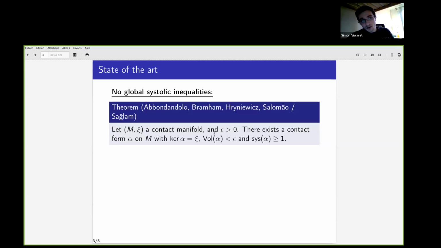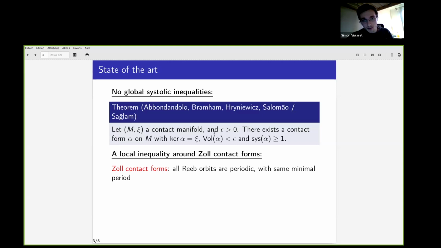Another result that I want to mention, because then I can define a certain class of contact forms, is the local study of the systole in the neighborhood of some special contact forms that are called Zoll. So we say that a contact form is Zoll whenever all of its Reeb orbits are periodic and have the same minimal period. One easy example is to take the round metric on S², and its geodesic flow is going to be the Reeb flow of a Zoll contact form.